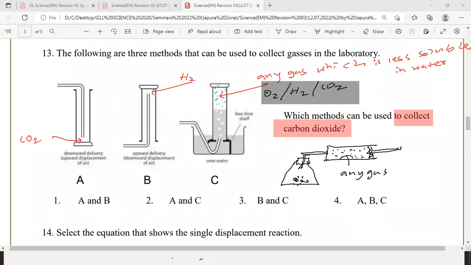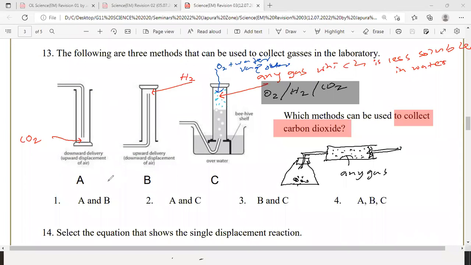Other than oxygen, you have water vapor. Remember that. This area contains oxygen plus water vapor. That's why it's not in 100% pure form. So it's mixed with water vapor. Then you have to dry the gas. You have to remove moisture.